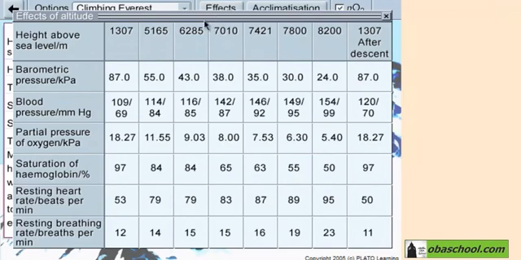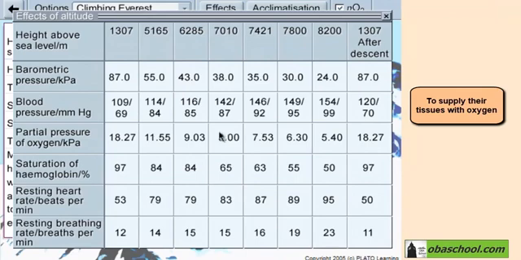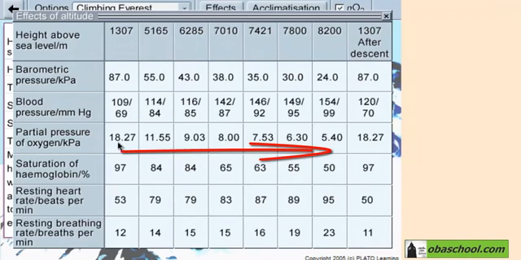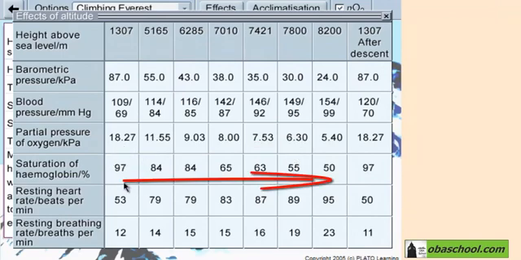So as you can see here, as the height above sea level increases, the air pressure is decreasing, the blood pressure is increasing in order to be able to supply the little oxygen that they are getting, and the partial pressure of oxygen is decreasing from 18 at 1,307 meters above sea level to 5.4 at 8,200 meters above sea level. Their hemoglobin saturation is going from 97% to 50%.